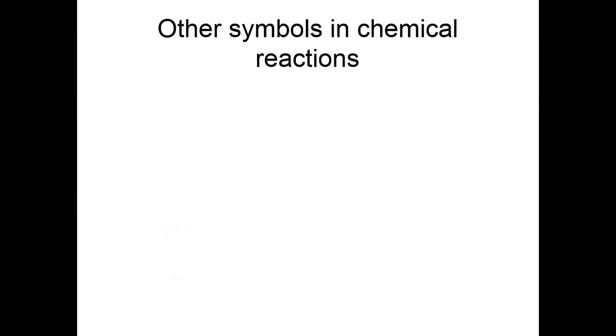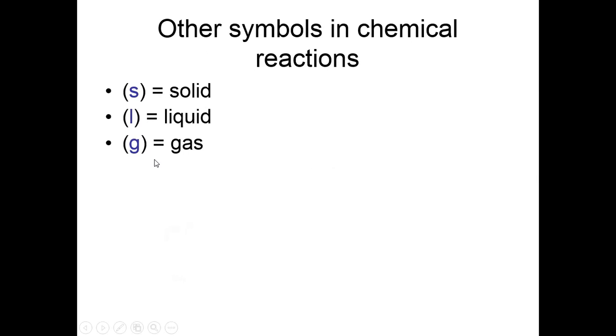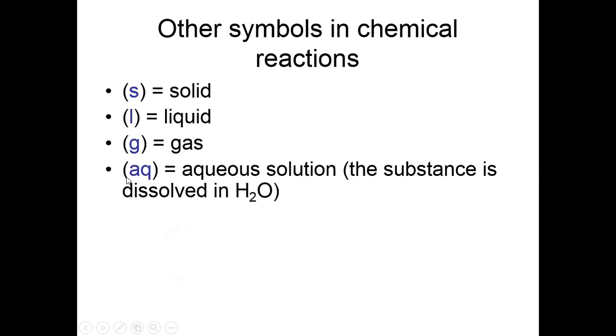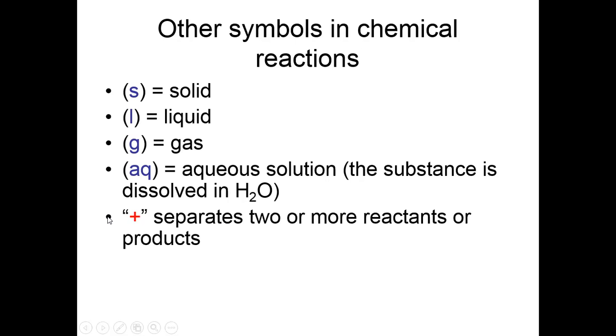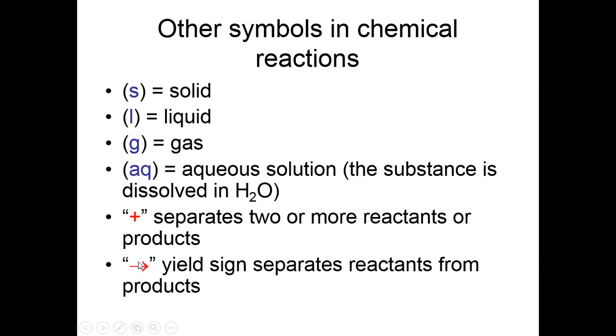Other symbols in chemical reactions: S means solid, L for liquids, G for gas, and AQ, aqueous solution. The substance is dissolved in water. Plus separates two or more reactants or products. And the arrow, yields sign, separates the reactants from the product.